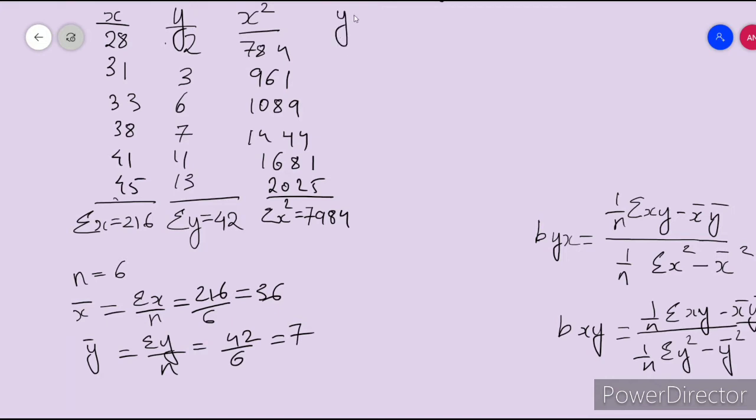We also need the summation of y square. Summation of y square is nothing but the sum of the squares of the y values. So the y values are over here. So what we need to do is square them up and then add. 2 times 2 is 4, 3 times 3 is 9. So the same for the rest: 121, 169.